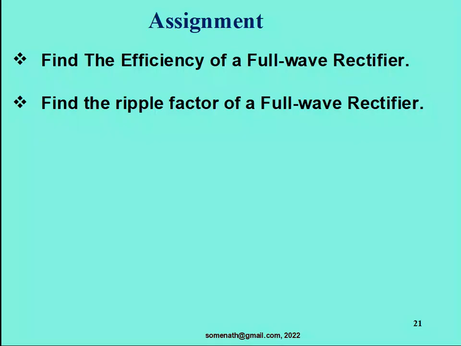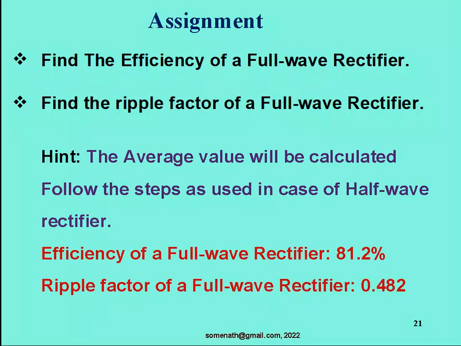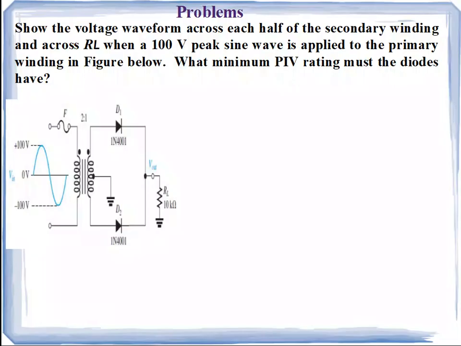That will be the assignment for you. You can do it at home. The average value will be calculated. Follow the steps, as in the case of half wave. The efficiency is 81.2% and the ripple factor for full wave is 0.482. What you can conclude from here is that the efficiency is increasing almost twice, and in the case of the ripple factor, that means the noise is also reduced a lot, from 1.21 to 0.482. So that is the advantage of using the full wave. That means we can utilize more part.